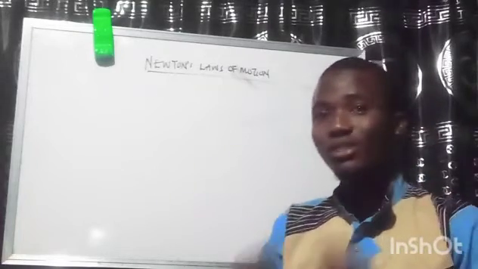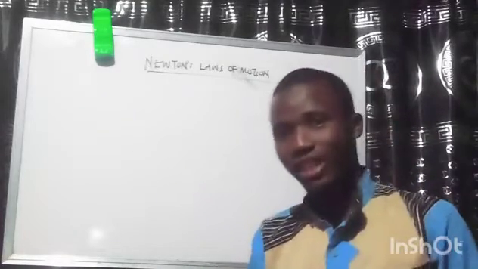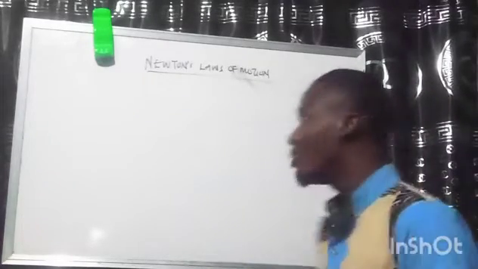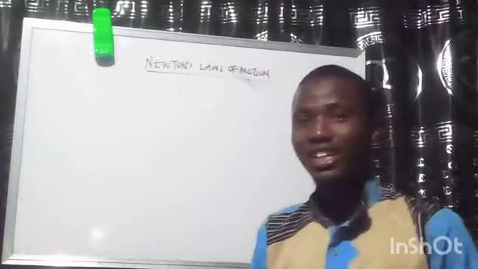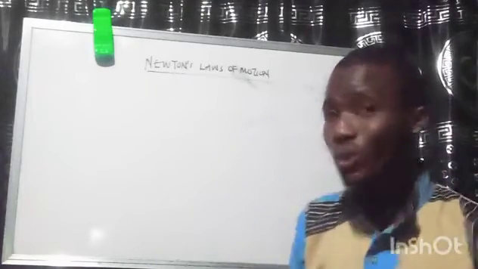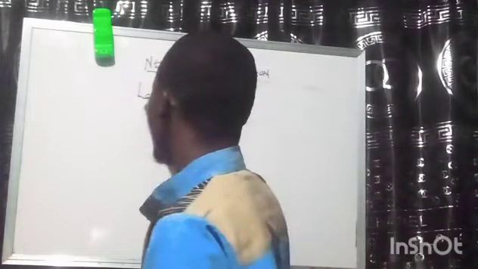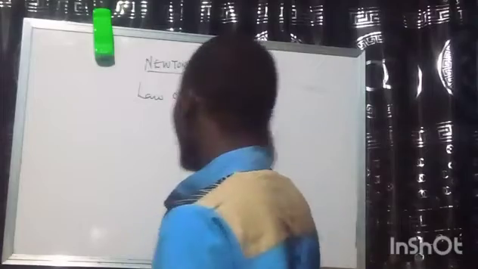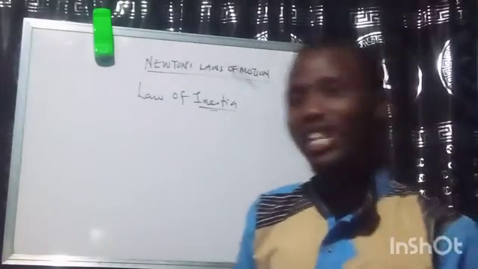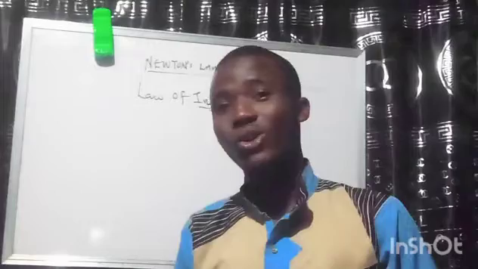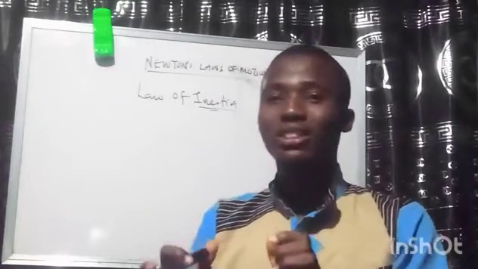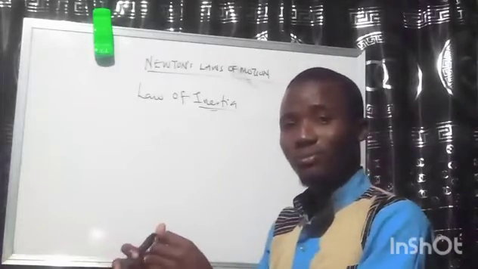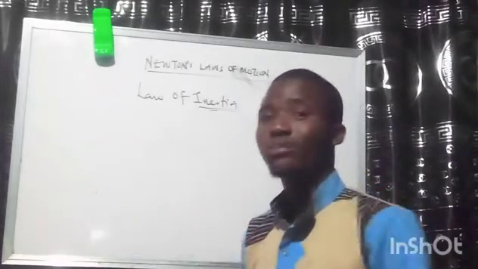So it states that a body at rest will remain at rest. A body moving in a straight line will continue to move in a straight line unless it is acted upon by an external force. Newton's first law of motion is also known as the law of inertia. What exactly is inertia? Inertia is the tendency or the ability of a body to remain in a state of rest or to continue to move in a straight line, that is, in uniform motion.